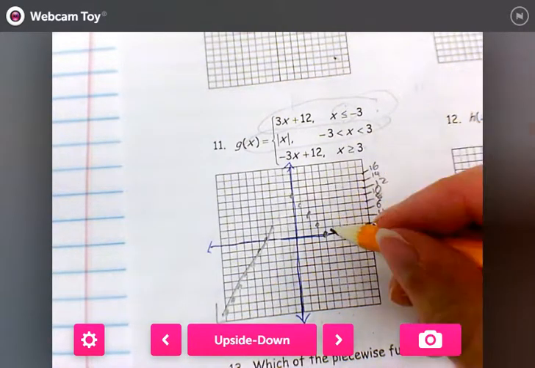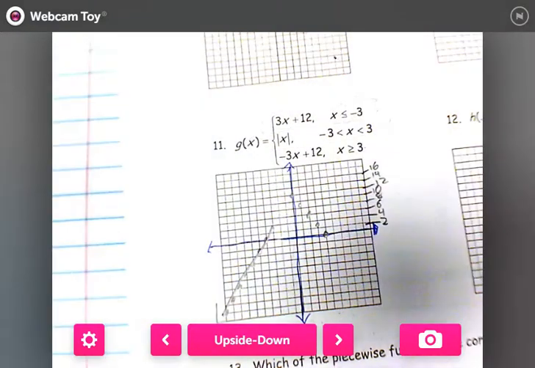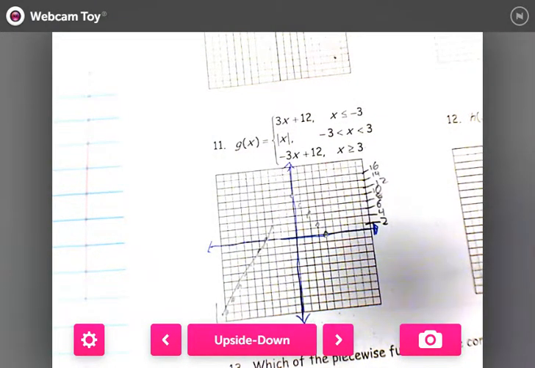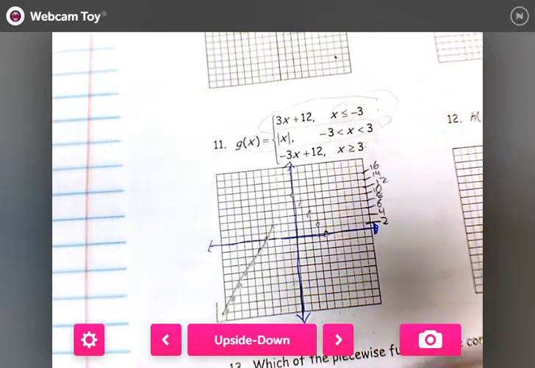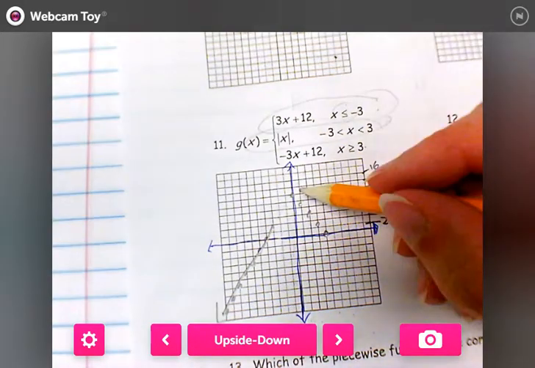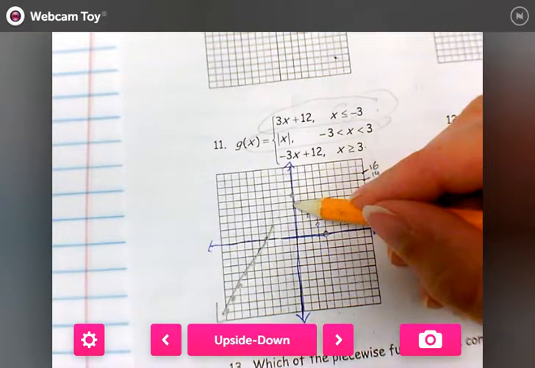Am I messing you guys up? Am I going too fast or are you confused? Okay, so remember they're counting by 2's. So when I go down, I go down 2 and then 1 more and over 1.